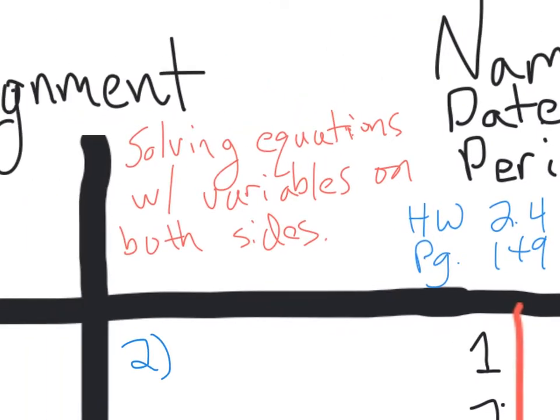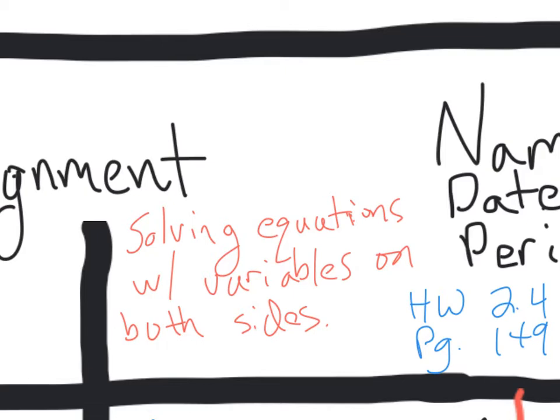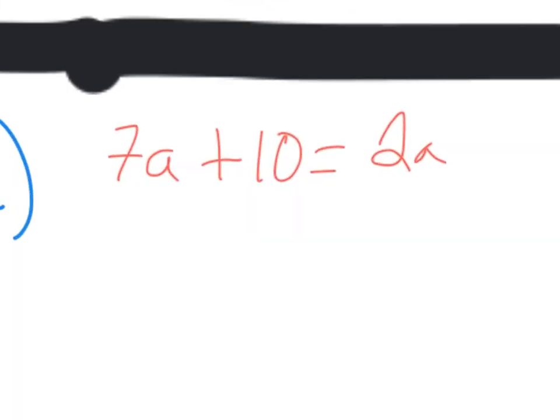Looking to help out Math 8 with homework assignment 2.4, page 149, all. This has to do with solving equations with variables on both sides of the equal sign. Let's jump right on in. Let's start out with number 1.